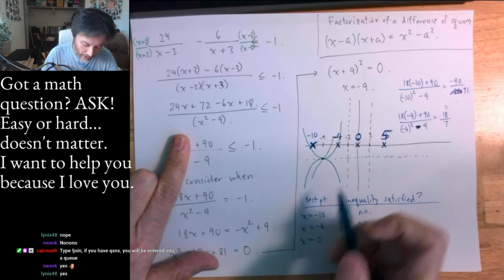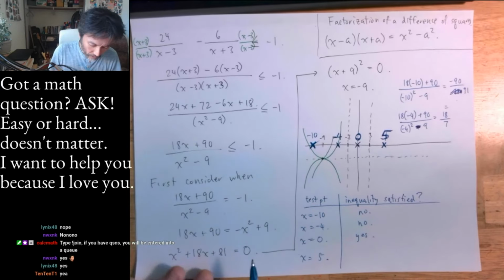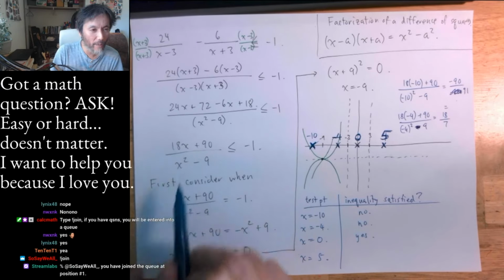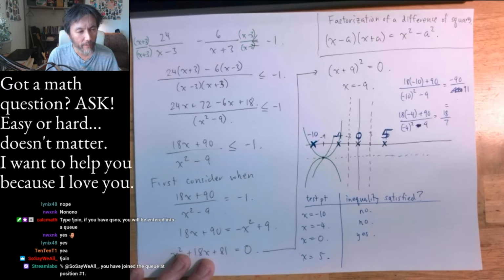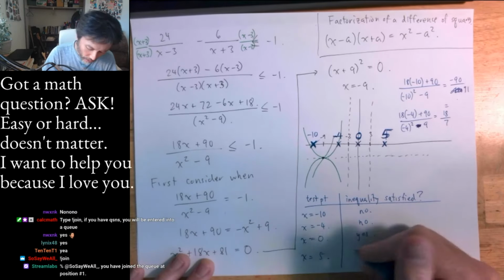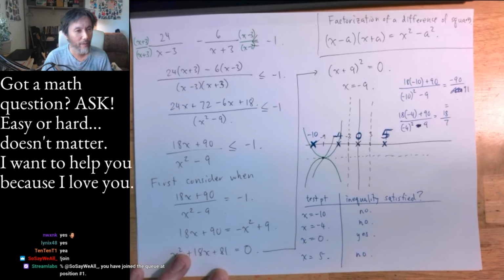And one more thing to check, x equal to 5. It's pretty clear, right? If x is equal to 5, the numerator is positive and the denominator is positive, so the quotient is positive. And so we can't possibly satisfy the inequality. No. I mean, yes. No, I mean, no. Sorry. I think what I wrote is correct.